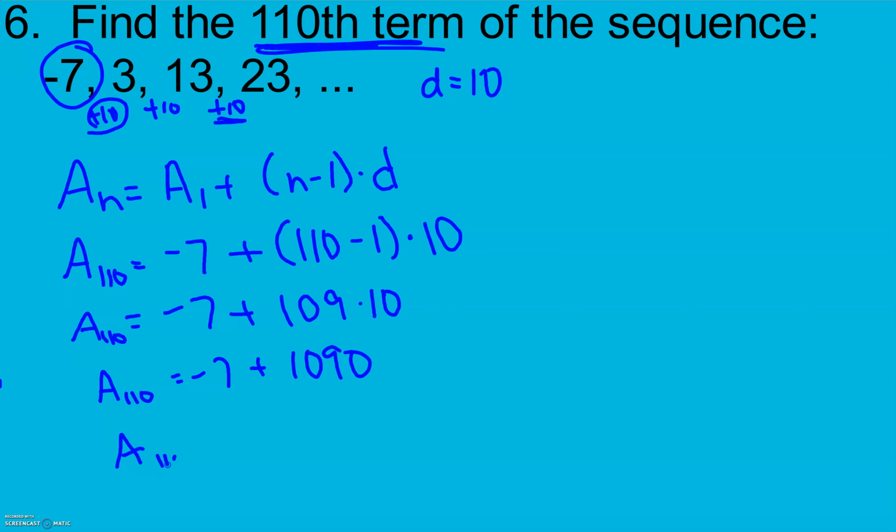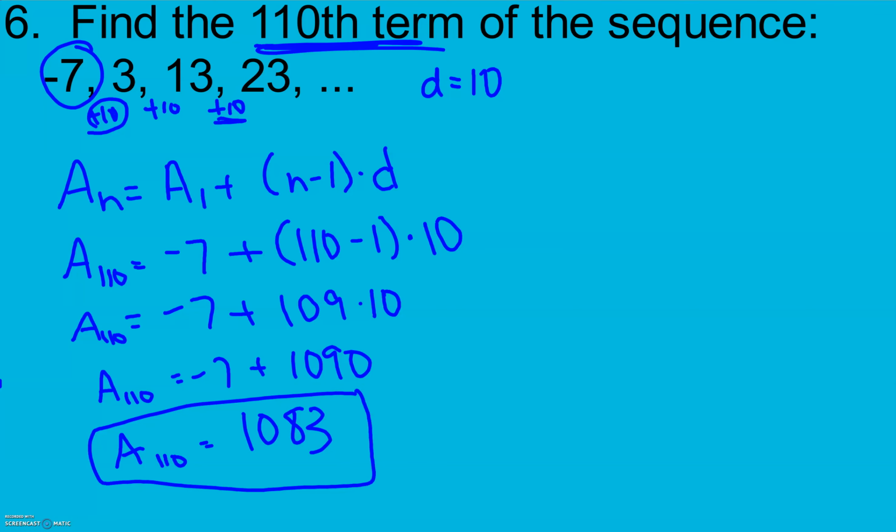And when we simplify here, we get 1083. So the amount of our 110th term is 1083. Some of you tried to list all these out. That's one way. Takes you a whole lot longer. Doesn't necessarily fulfill the explanation part the same way as if you were trying to teach somebody how to find it. But it gets you there as long as you don't mess up.